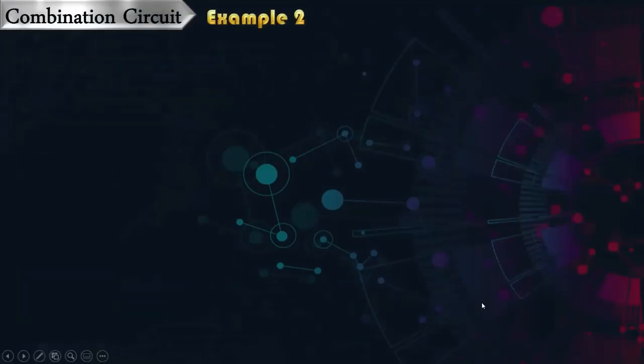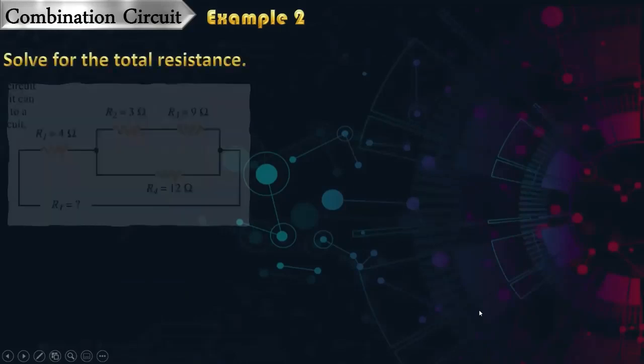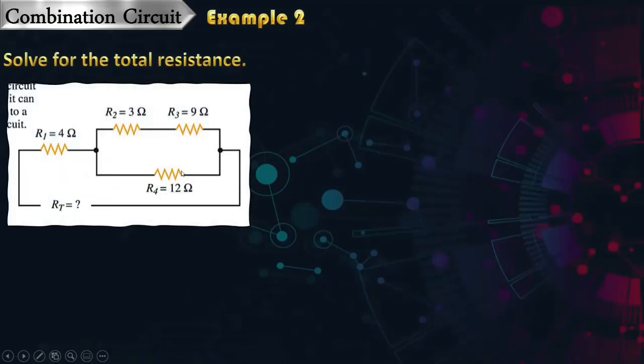Let's have the second example. Solve for the total resistance given this illustration. So, a bit complicated. It's a long process. First, let's get the equivalent resistance of this using the formula for series. After that, we get the equivalent resistance of R23 and R4, and the parallel formula will be used. And finally, to solve for the total resistance, since our final illustration is a series circuit, we use the formula for series.